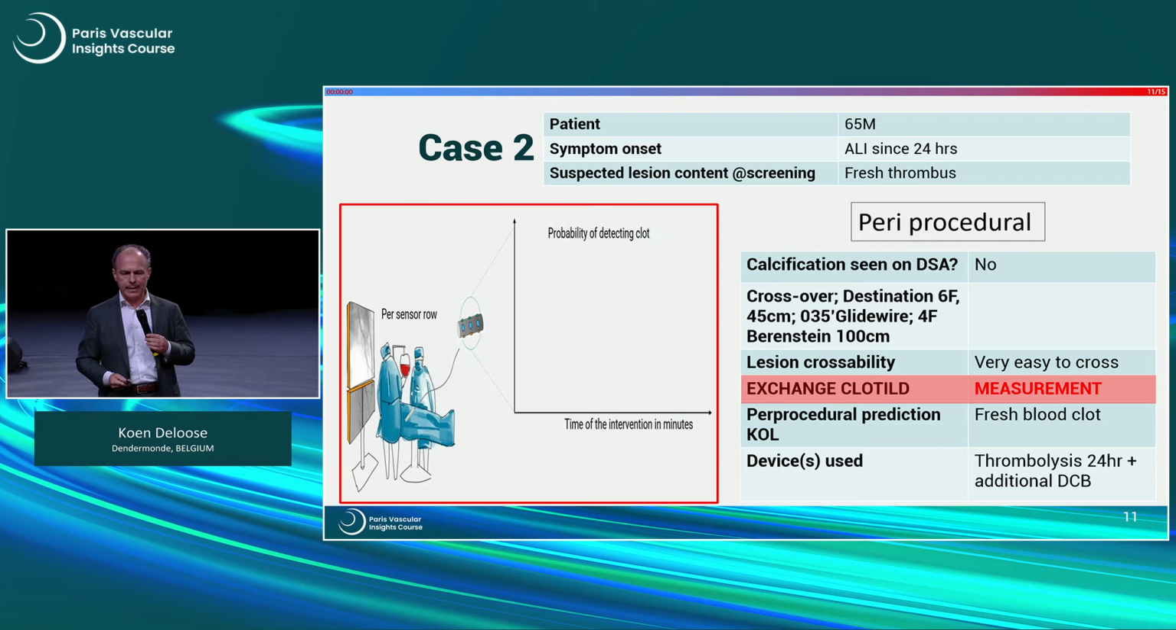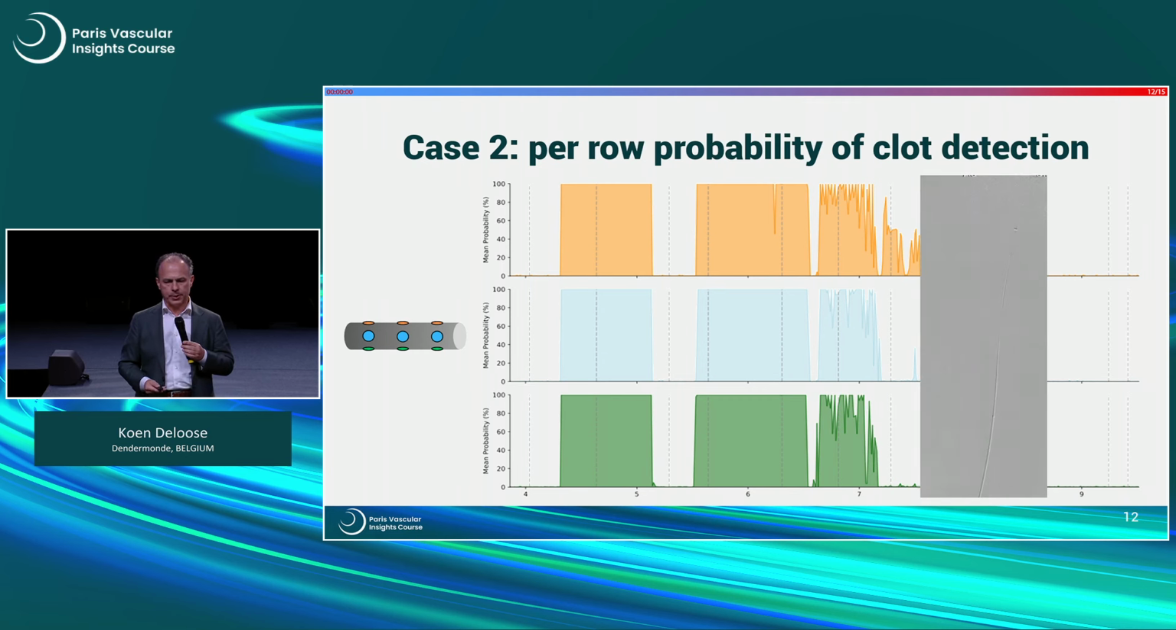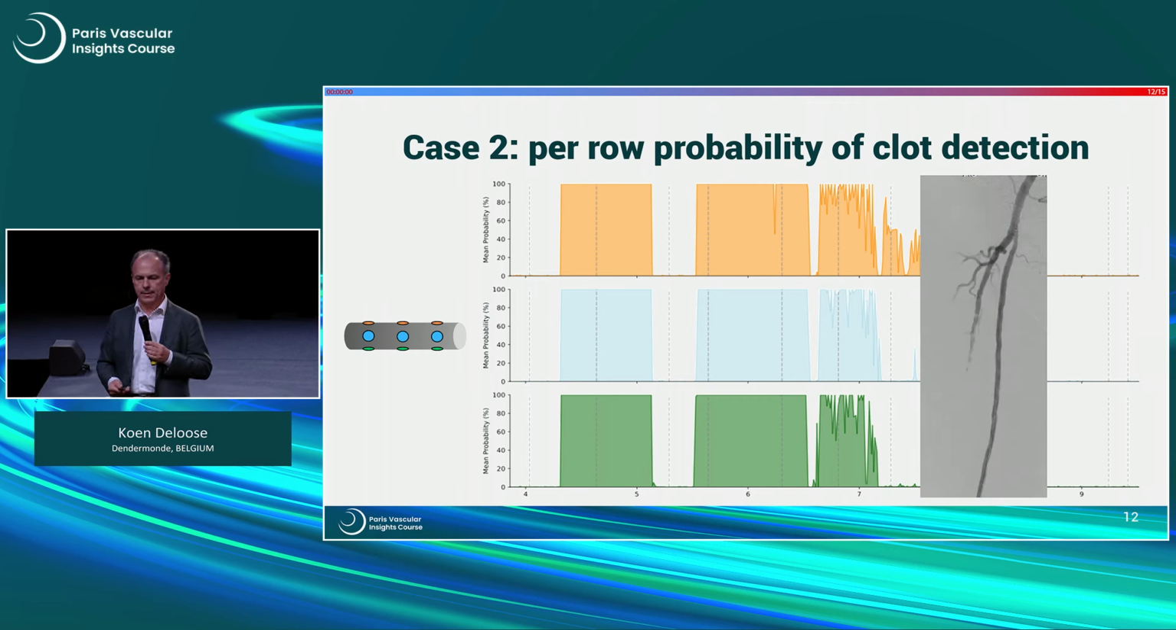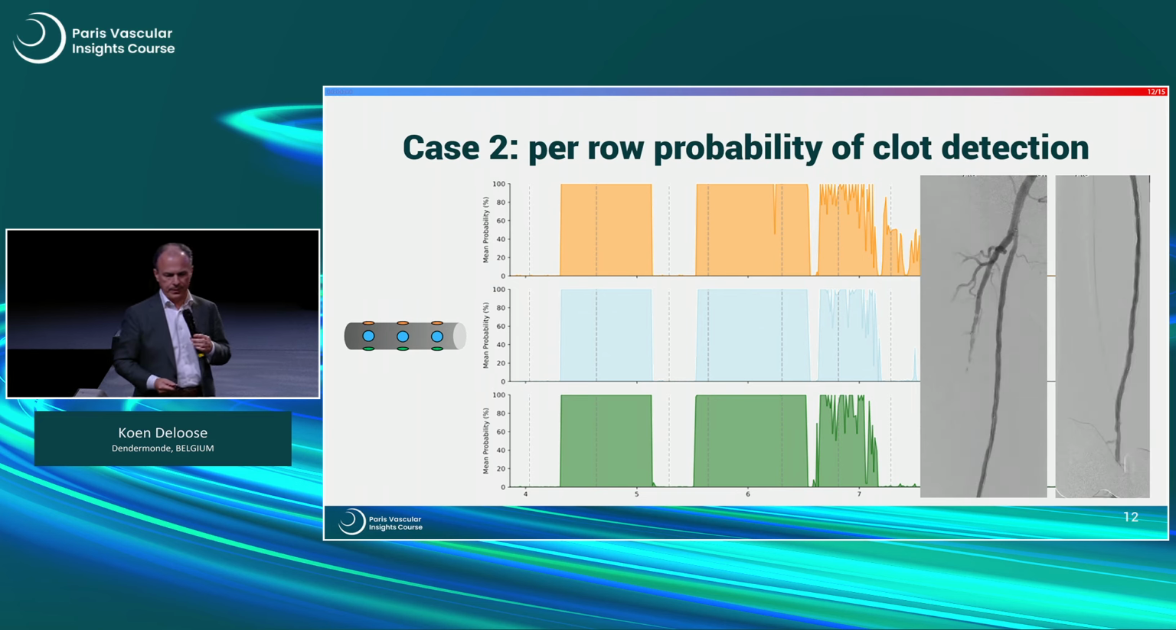Looking if Clotild is saying the same to me: look here, you see the detection over the full length of the occlusion of more than 40% red blood cell clot. So again, a correct prediction, I would say. And you see here the result of the definitive treatment.